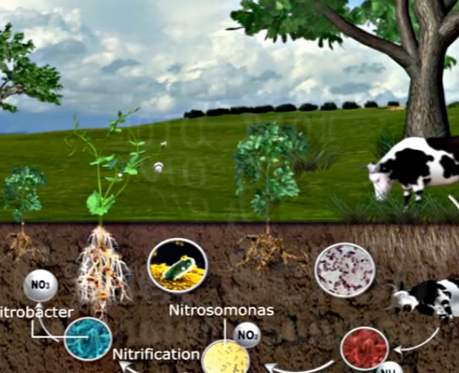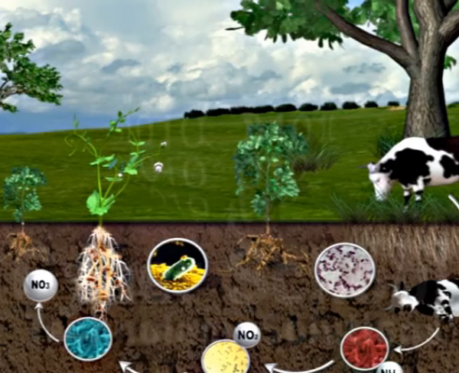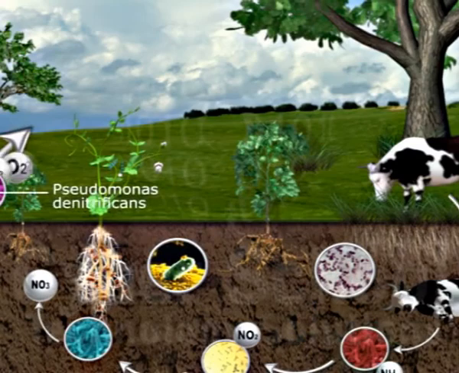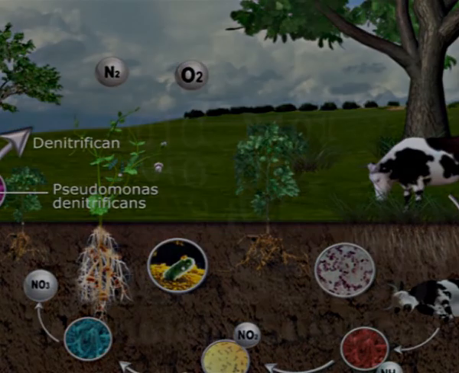Denitrifying bacteria reduce nitrates to nitrites, ammonia, nitrogen, and oxygen. The nitrogen is released back into the atmosphere. This process is called denitrification.